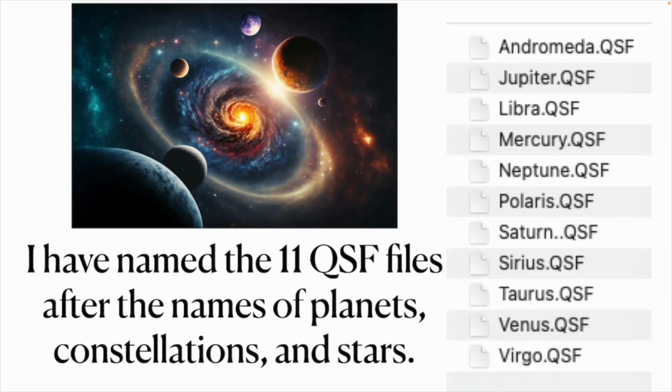Now I have named the 11 QSF files after the names of planets, constellations, and stars. Andromeda, Jupiter, Libra, Mercury, Neptune, Polaris, Saturn, Sirius, Taurus, Venus, Virgo. You know, I had to call them something, and I didn't want them to just be numbers. So it just helps you remember which one is which when you're listening to them in just a few moments.